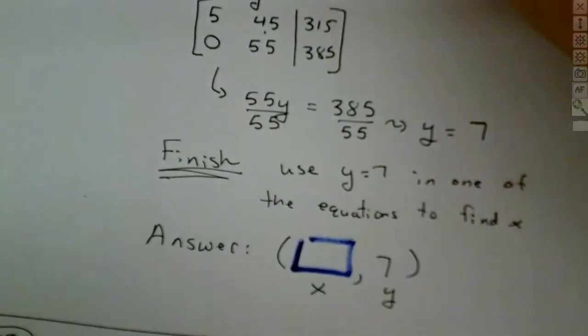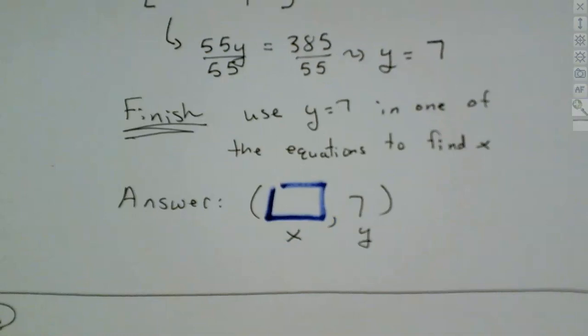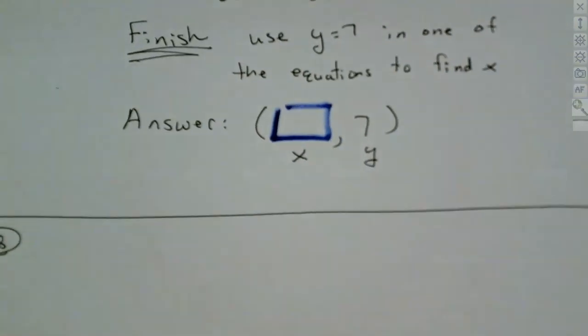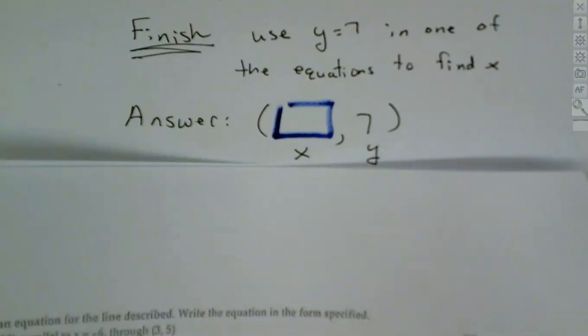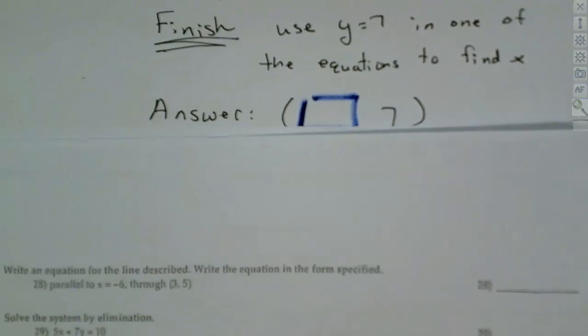28 is a concept question. 28 is just making sure that you understand the basic concepts of parallel and perpendicular lines. It says, write an equation for the line described in the specified form. So in this one, this one will be in standard form because you can't solve it for y. So we're going to get an answer.